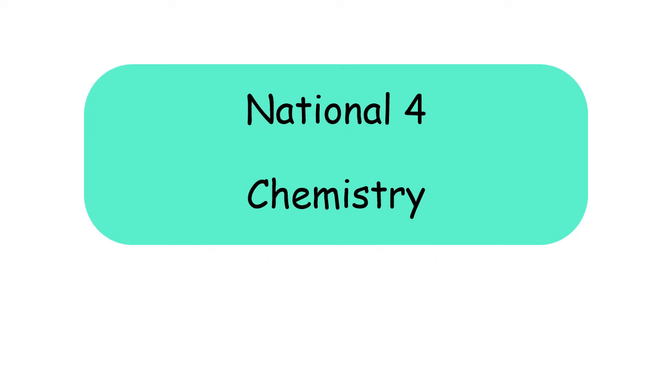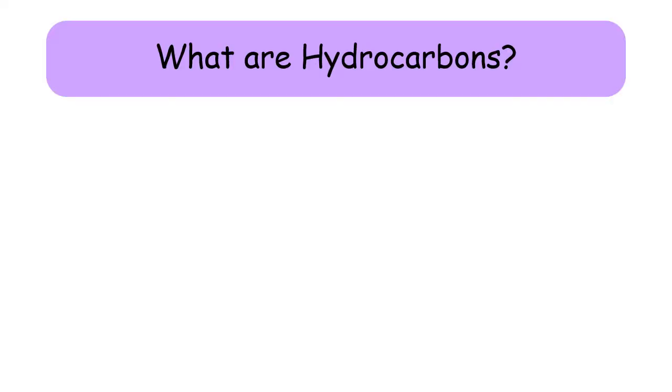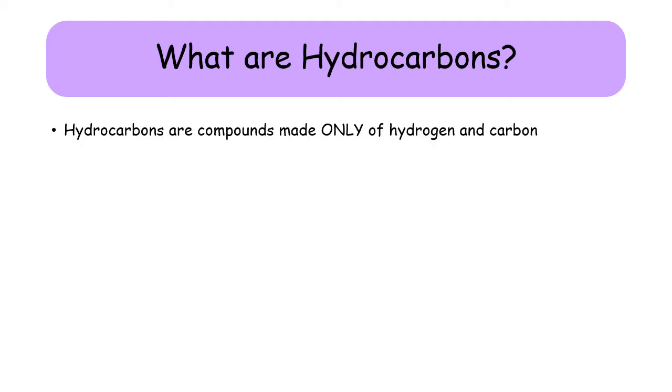So this is a National 4 chemistry video on Unit 2, and the topic for this video is hydrocarbons. So firstly, we need to know, what do we mean by a hydrocarbon? Well, a hydrocarbon is any compound made only of hydrogen and carbon. And if you're asked to give a definition, you need to make sure that you say only hydrogen and carbon. That's what it's made of, only hydrogen and carbon.